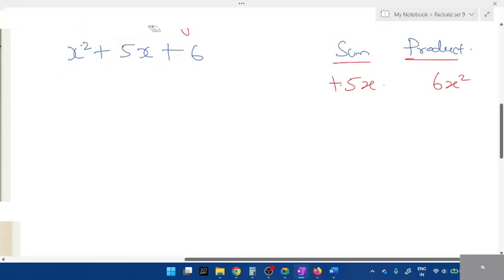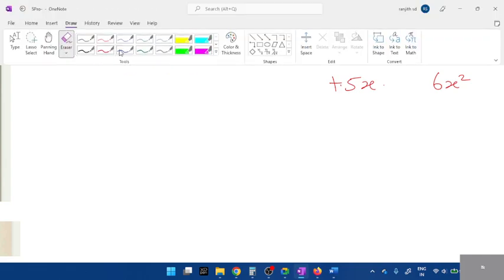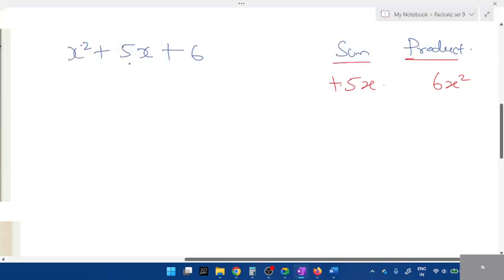Second step. First step, arrange this in order. If it is already arranged, just ignore. The question is already arranged. Second step, write sum and product. For sum, take the middle term. For product, multiply the first and last. Now, next step, take this 6 and find the factors of 6.